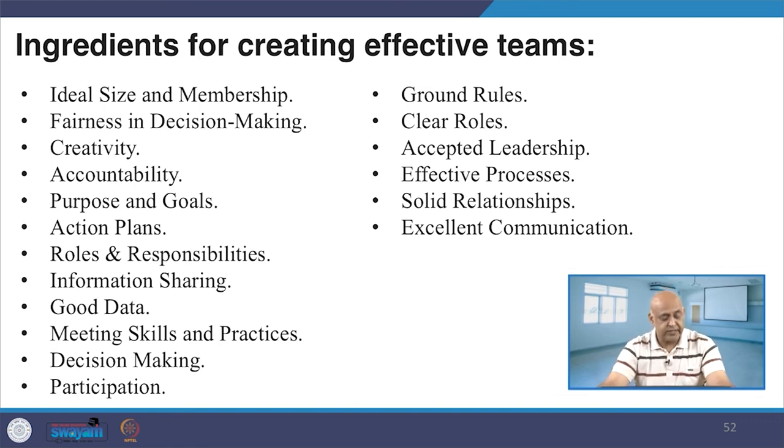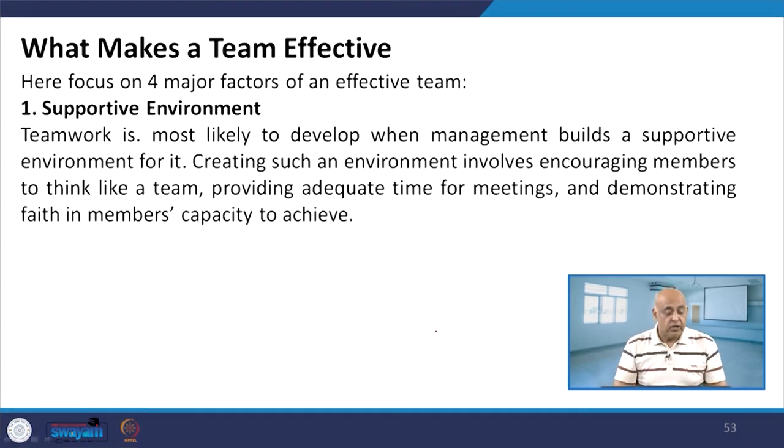Action plans, roles and responsibilities, information sharing, good data, meeting skills and practices, decision making and participation. Then the ground rules are there, clear roles, accepted leadership, effective processes, solid relationships and excellent communication. So here the focus is on the four major factors of effectiveness. On the basis of the previous characteristics, finally, we can conclude that there are four supportive environments. Teamwork is most likely to develop when management builds a supportive environment for it.